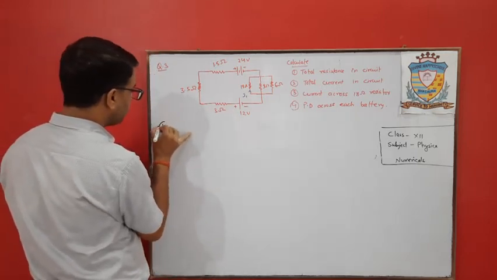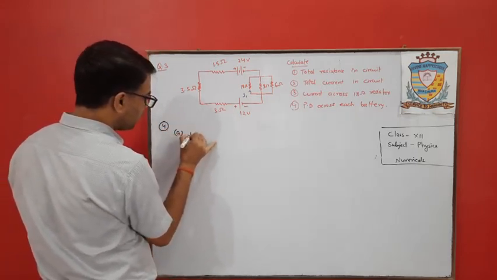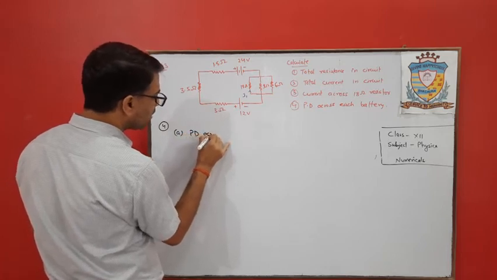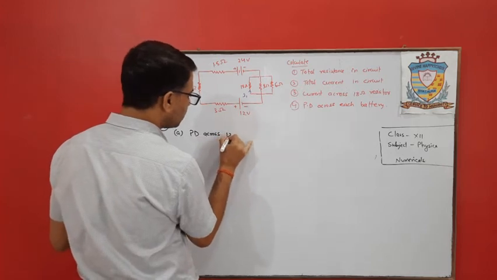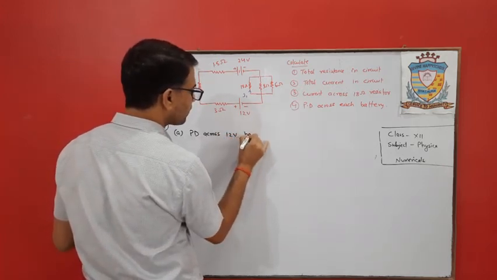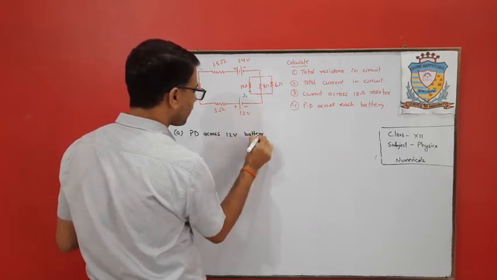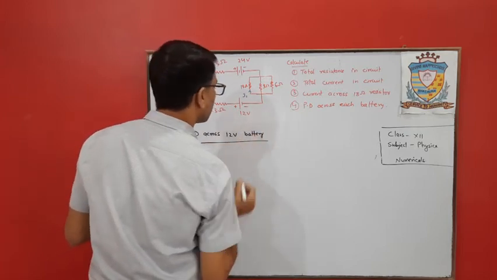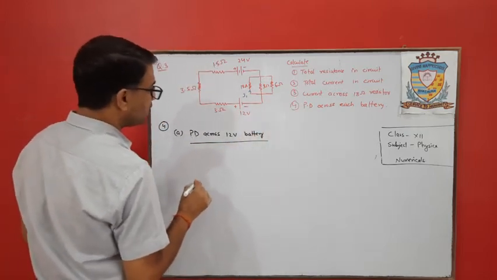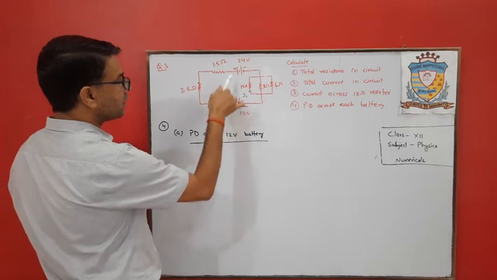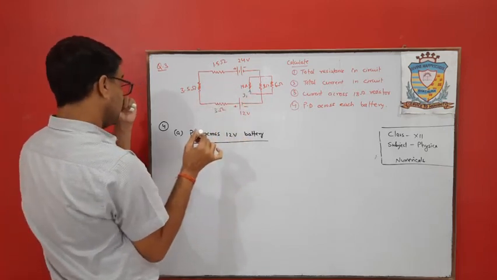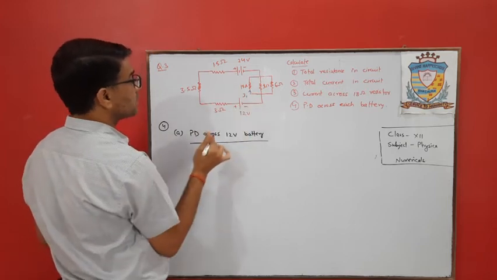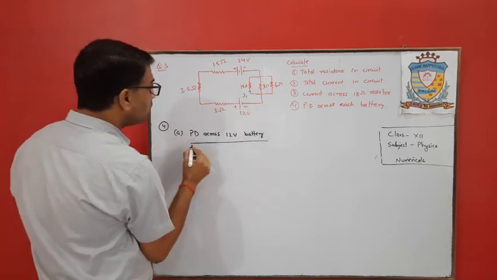Part 4, A part, potential difference across the 12 volt battery. Okay, so here this is the case of charging, because these two batteries are connected together. That means it will be charged. Clear?